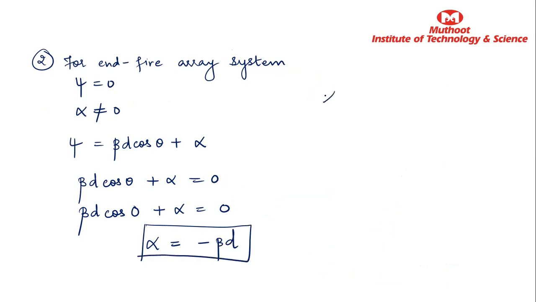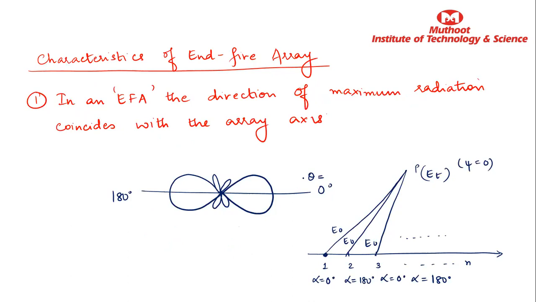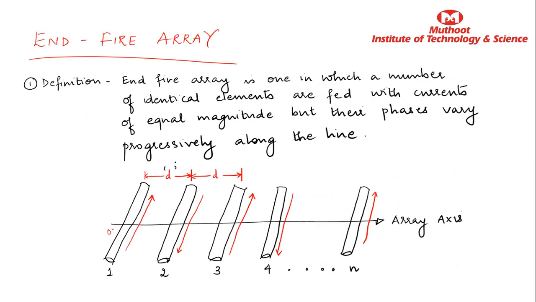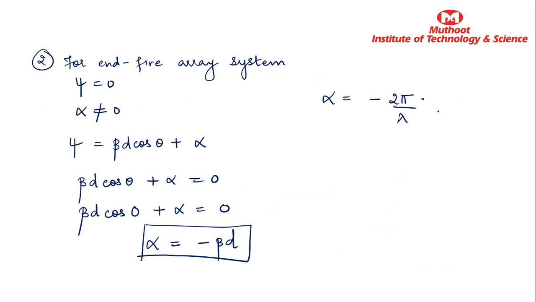Now, what is this alpha? I can further write it as minus beta, which is 2 pi by lambda, times d. And let's say I'm just assuming that this d, that is the separation between the elements, I'm taking as lambda by 2. It can be anything depending on our design. So I have assumed my d to be lambda by 2. So if I do that, then the 2 gets cancelled, lambda is gone. What am I getting? Alpha as minus pi. So this is one of the characteristics of the end-fire array system.